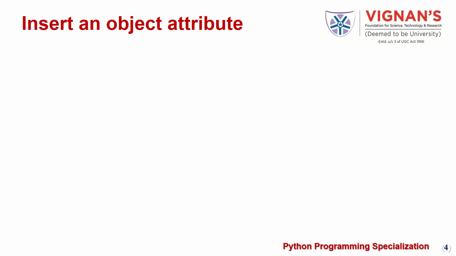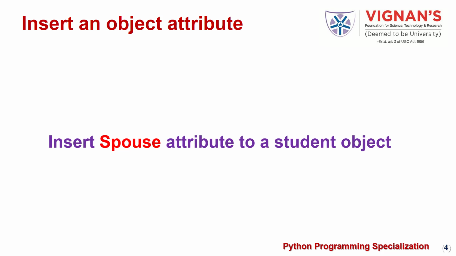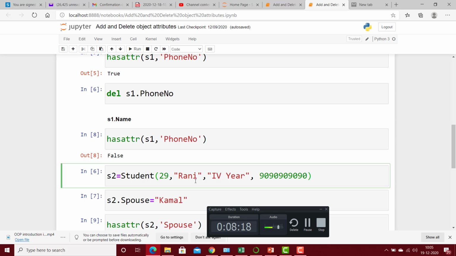Till now we discussed how to delete an attribute from the Kumar student object. Now we will discuss how to insert an object attribute. For example, we are assuming that one student is married and we want to record the student's spouse information. So here we are trying to insert a spouse attribute to a student object. Now we want to create a student object S2, with 29 as the register number, Rani as the name of the student, fourth year as the year of the student, and the phone number 9090909090. Based on that, it creates the student object S2.